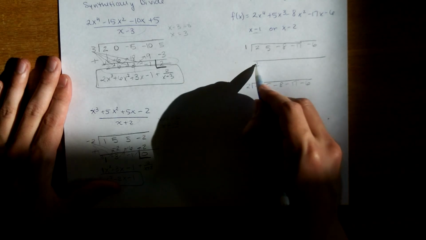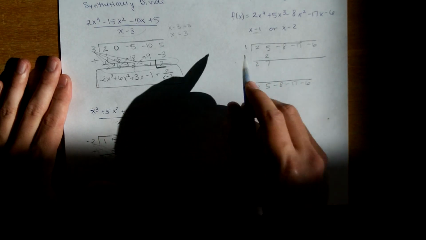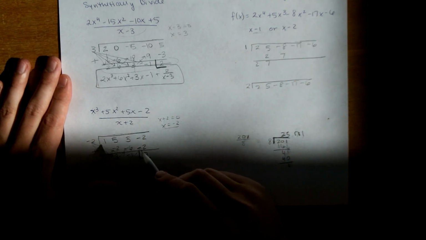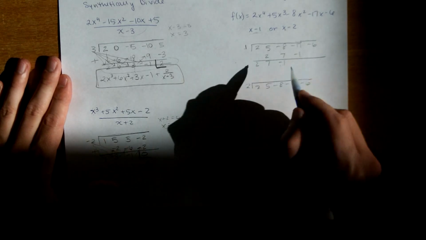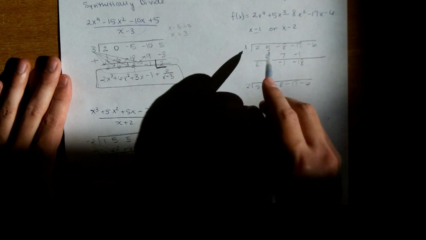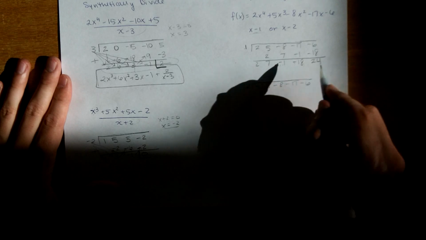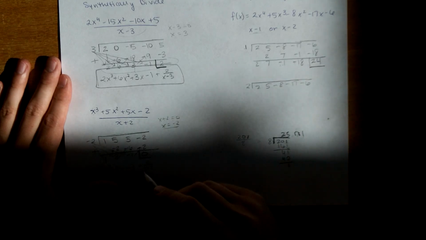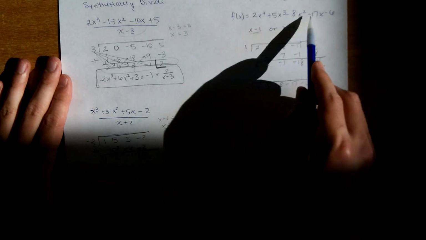Bring down the 2. 1 times 2 is 2. 5 plus 2 is 7. 1 times 7 is 7. Negative 8 plus 7 is negative 1. 1 times negative 1 is negative 1, and then negative 17 plus negative 1 is negative 18. And 1 times negative 18 is negative 18. Add those two numbers together and you get negative 24. Right there's a remainder, the 24. We know that's not going to work. So that one is not a factor of this polynomial.